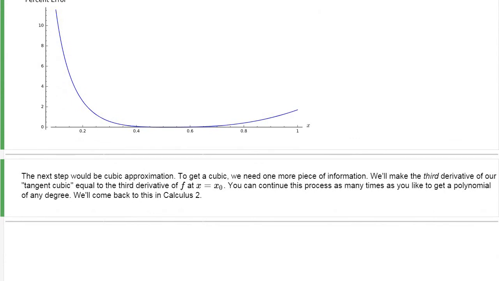Now, if you want to do even better, the next step would be to get a tangent cubic, or whatever you want to call it, a third degree polynomial. And the idea would be to get the third degree polynomial by using the third derivative. So you'd make the third derivative of your tangent cubic match the third derivative of the original function. And you would find that the tangent parabola, just like the tangent line was kind of inside the tangent parabola, just with this square term. To get the tangent cubic, you'd have the tangent parabola in there, and then you'd add on this cubic term.